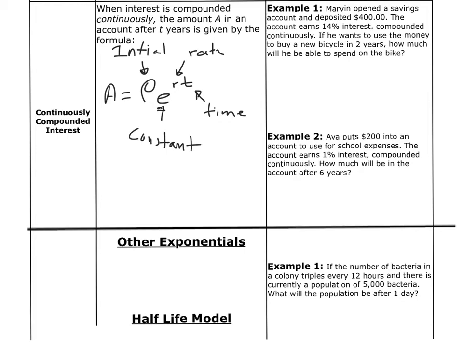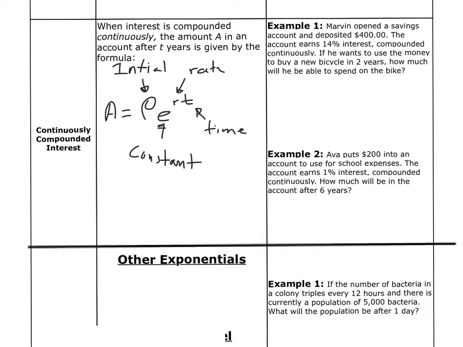Now, looking over at the example, let's apply it. It says Marvin opened a savings account and deposited $400. That $400, you can probably guess, is the amount, and let me scroll down just a little bit so I can see everything. That is the initial amount. Now, it goes on to say that he earns 14% interest, and it's compounded continuously.